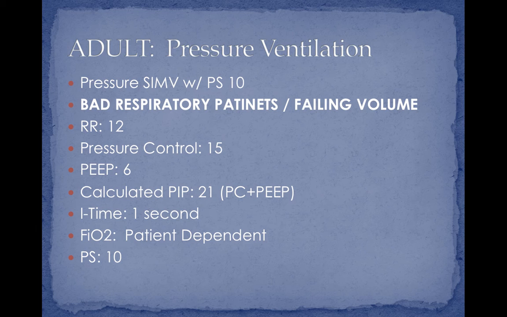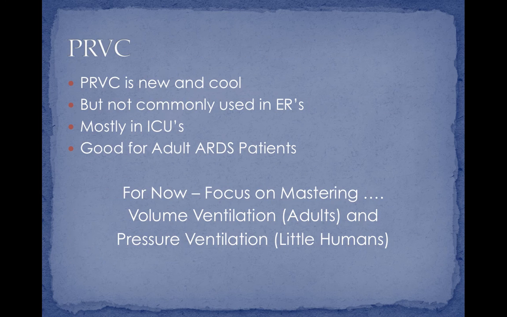So pressure control ventilation for adults is good if they're failing volume SIMV with pressure support and you've tried everything you can think of under the sun to make them better, and it's just not working, so you're going to switch them over to pressure and see if that works. Good troubleshooting mechanism. So as I said, PRVC is a good tool. It's new, it's cool. It's not commonly used in emergency rooms, mostly in ICUs, and in our area, it's only the 3 big hospitals in their ICUs. It's really good for adult patients with ARDS, and we will discuss that at a later point in time.